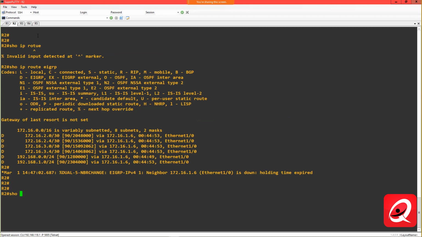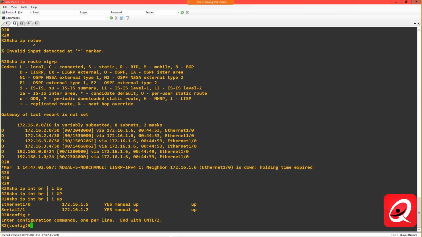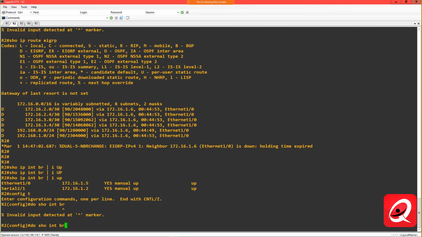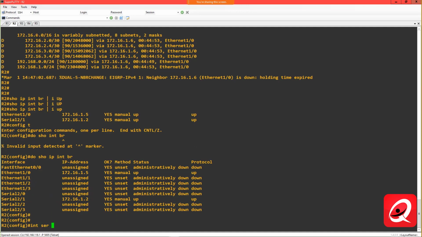Show IP interface brief, include up. All right, so config T, actually, let's just do a show IP interface brief because I'm going to have to take that other address off the Ethernet. Do show IP interface brief. So interface Ethernet, serial. Well, it was an Ethernet, wasn't it? I believe it was. That's strange.